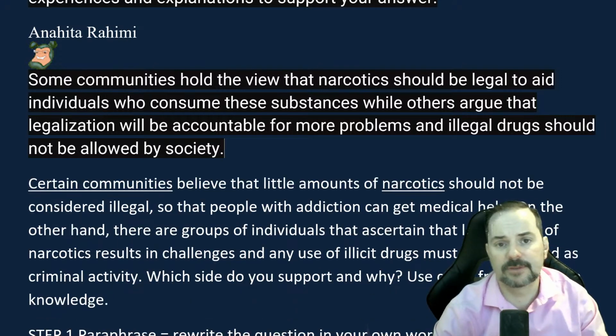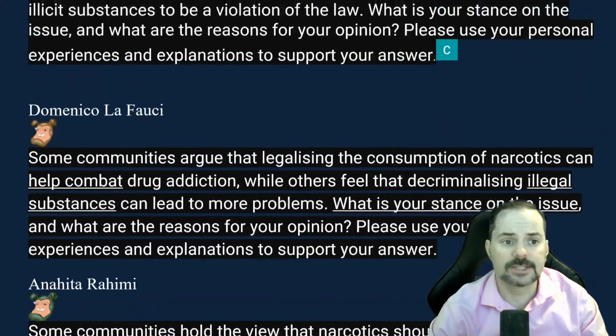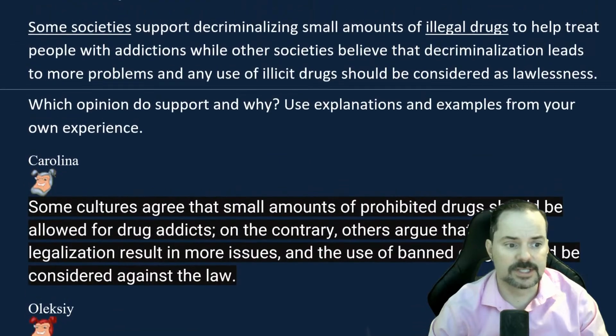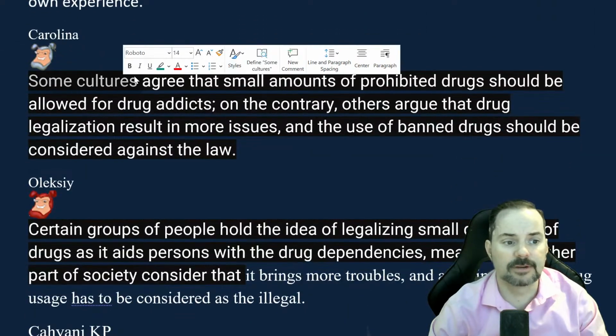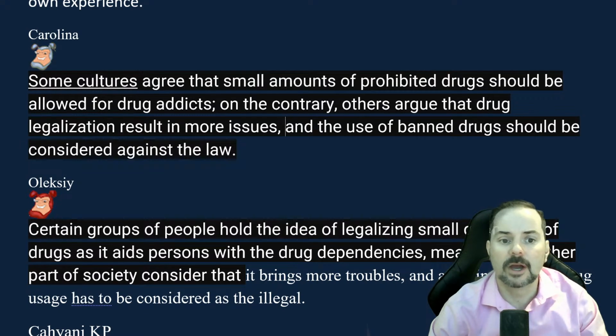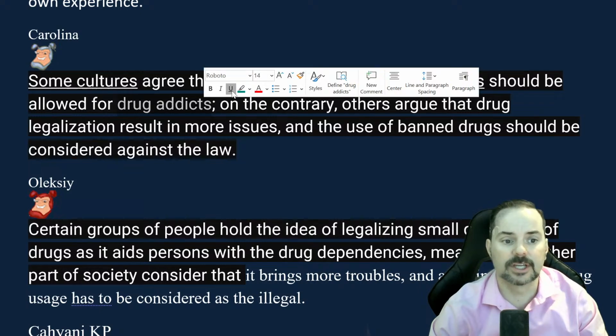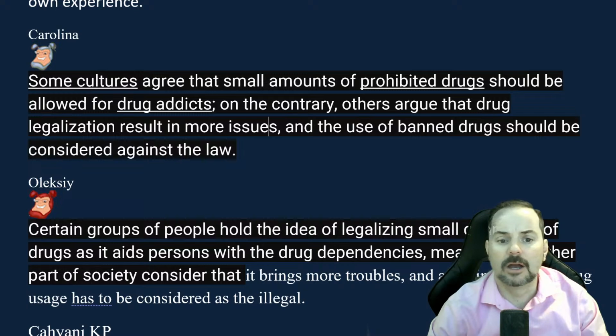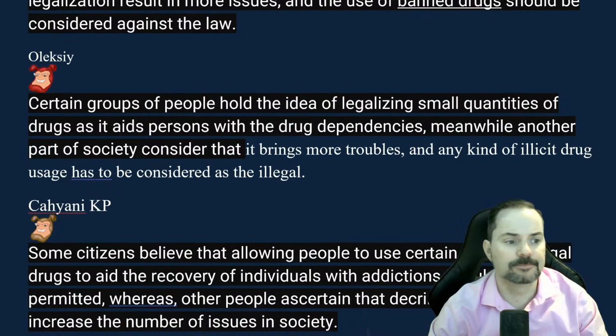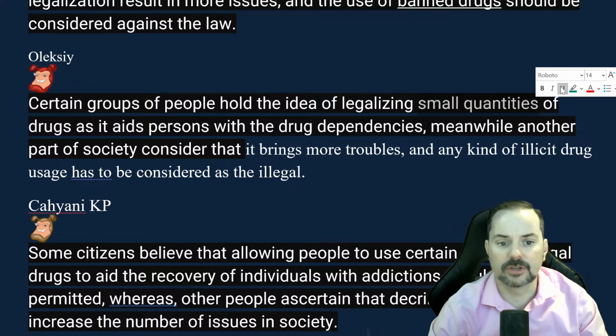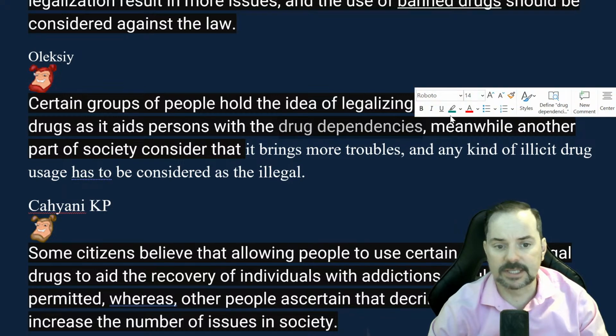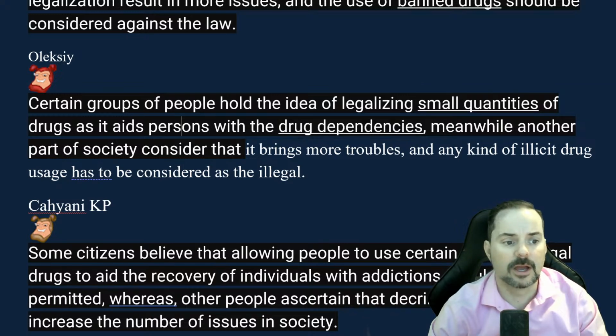All right, so we've got the paraphrasing out of the way, and we've got lots of different ways to express these ideas. Carolina, very nice paraphrasing here with some cultures. Prohibited drugs is another really good paraphrase here. Drug addicts, addictions. Banned drugs, another good paraphrasing. Instead of small amounts, small quantities by Alexi. Very good paraphrasing there. Drug dependencies, drug addiction, very good. Aid persons, to help people, is very good paraphrasing.